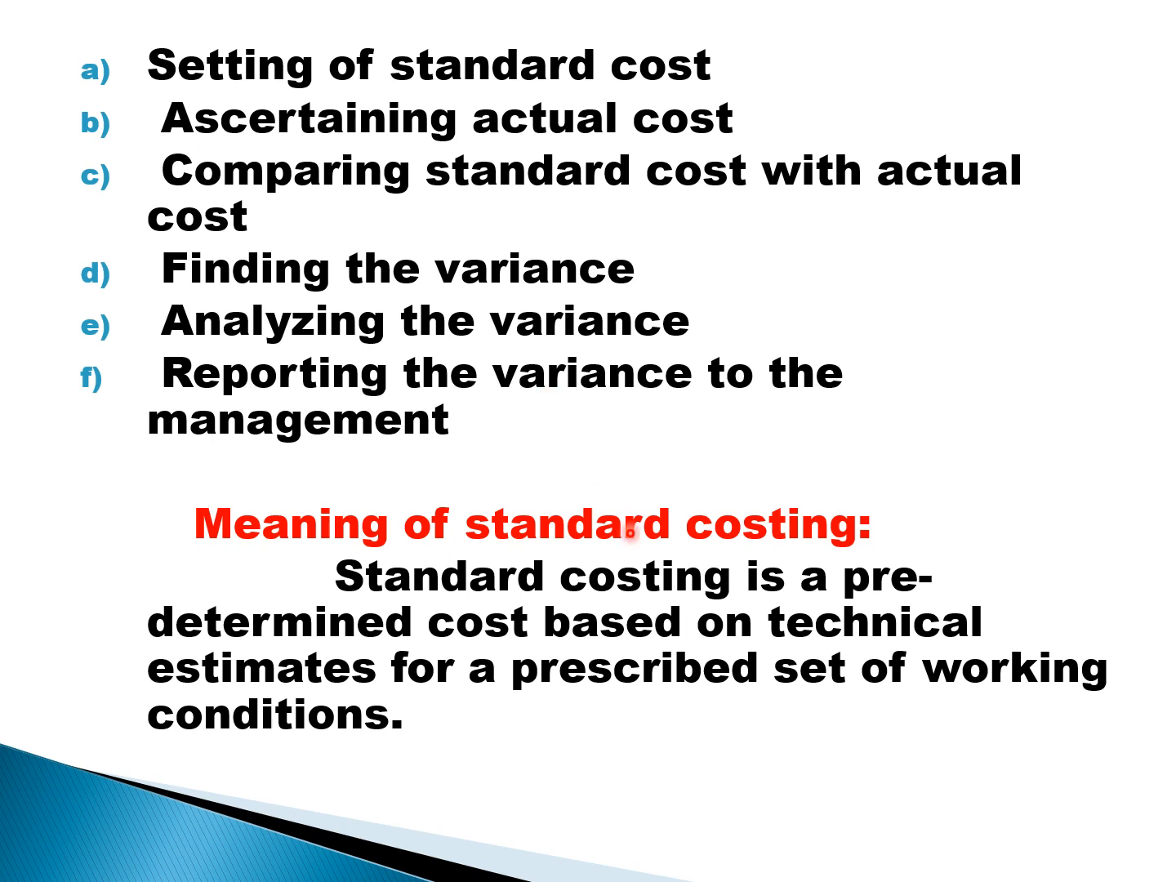Meaning of standard costing. Standard costing is a predetermined cost based on technical estimates for a prescribed set of working conditions. So standard costing is a predetermined cost. In advance you determine, in advance you calculate what should be the cost of a particular job to be done.